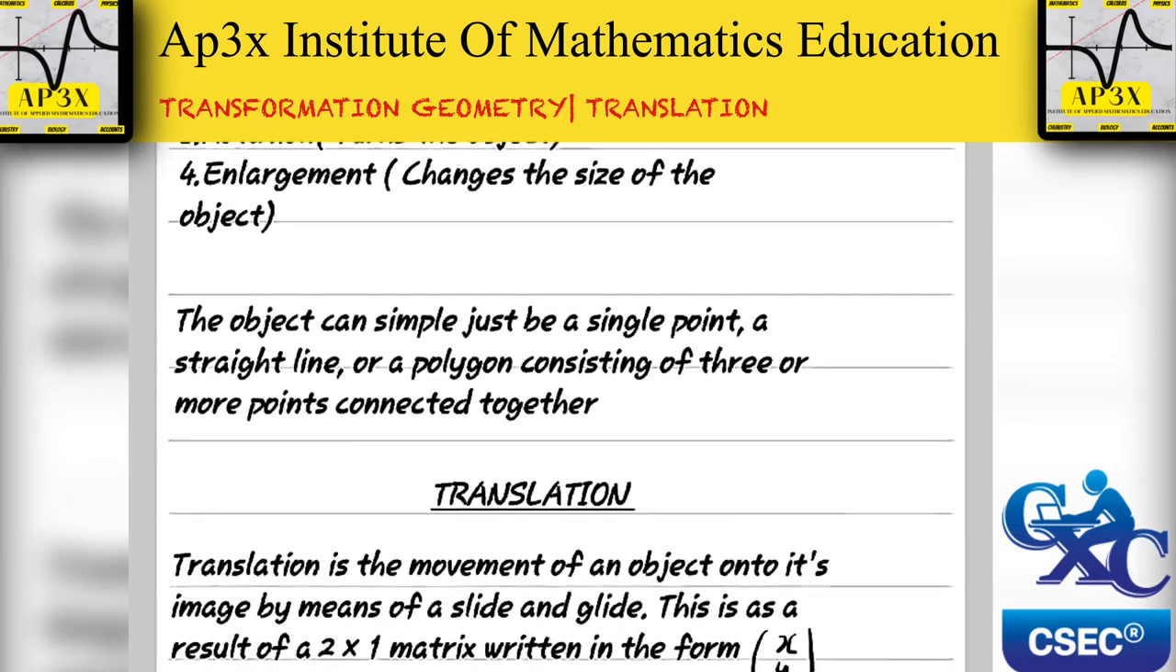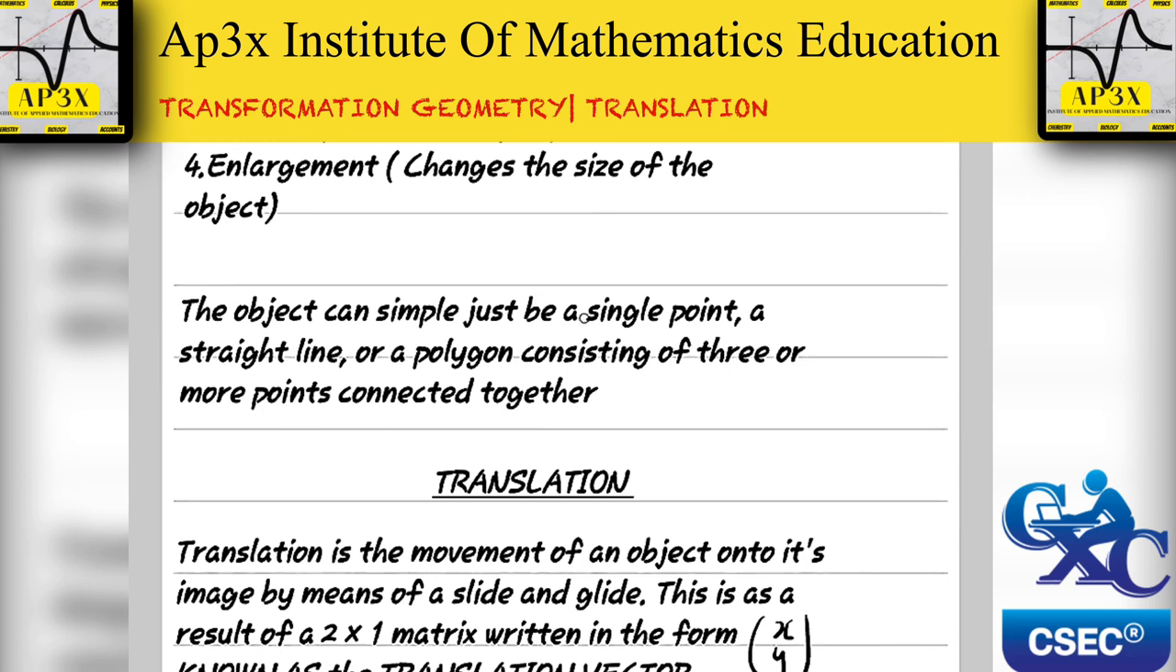Now, of course, the object can simply be a single point, which means you could be asked to map a point onto its image, or it could be 2 points that are connected, which basically forms a straight line. We could also be asked to reflect a line. It could also be a polygon consisting of 3 or more sides, such as a triangle or a quadrilateral or some odd looking shape. It doesn't have to be a specific shape that has a name. It just has to be a series of points connected together to form some sort of polygon.